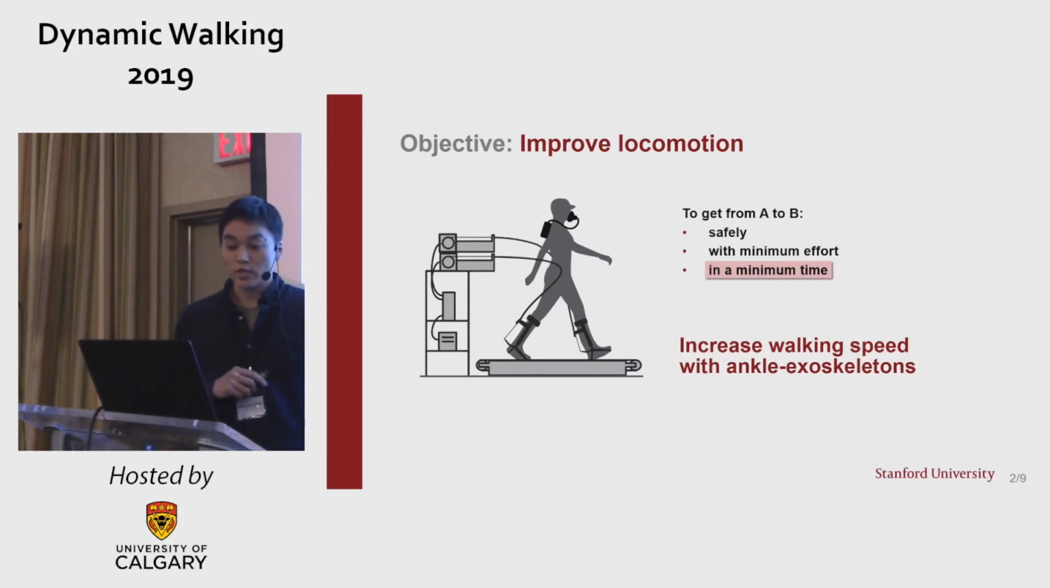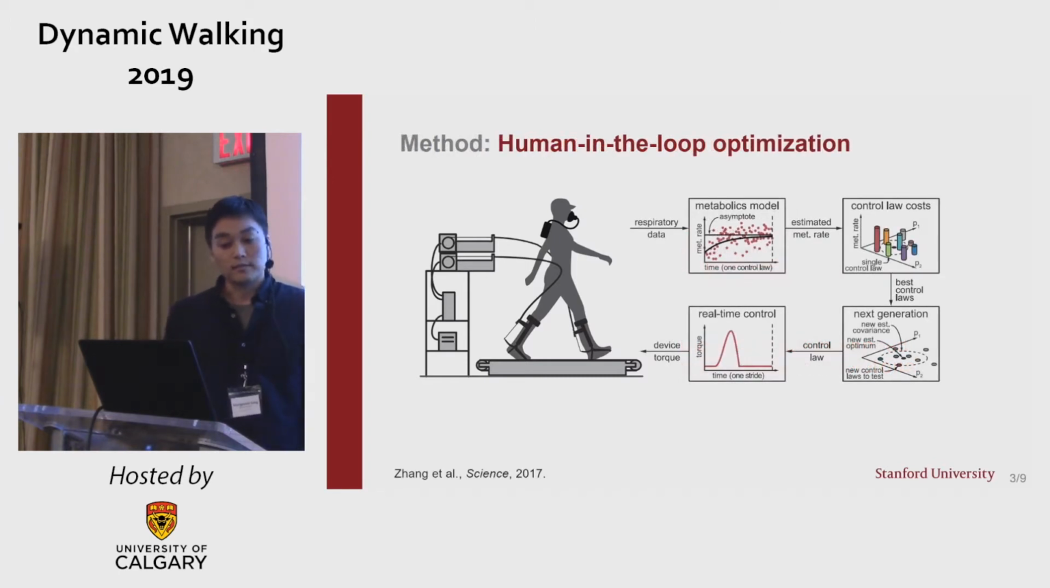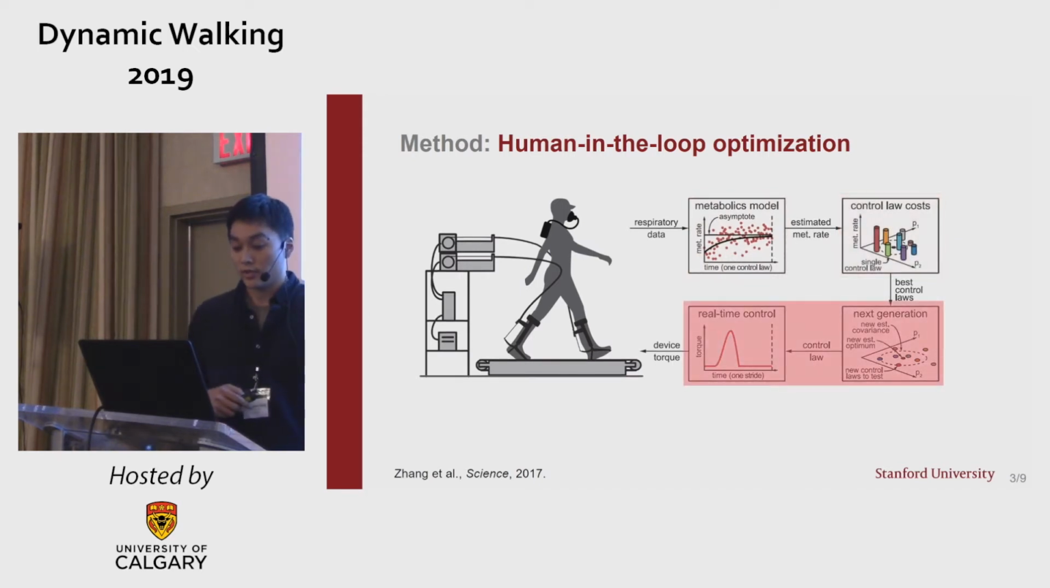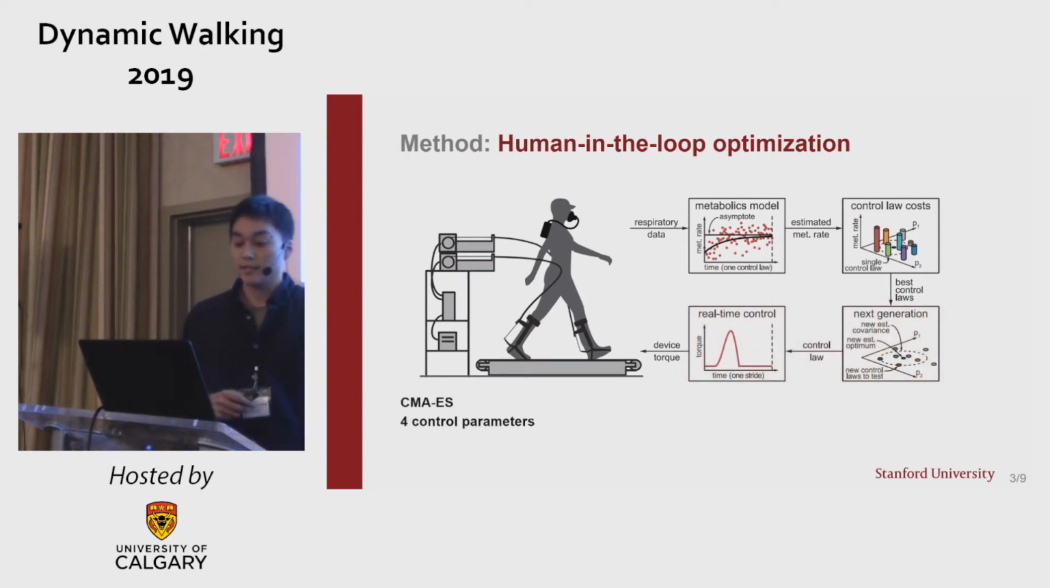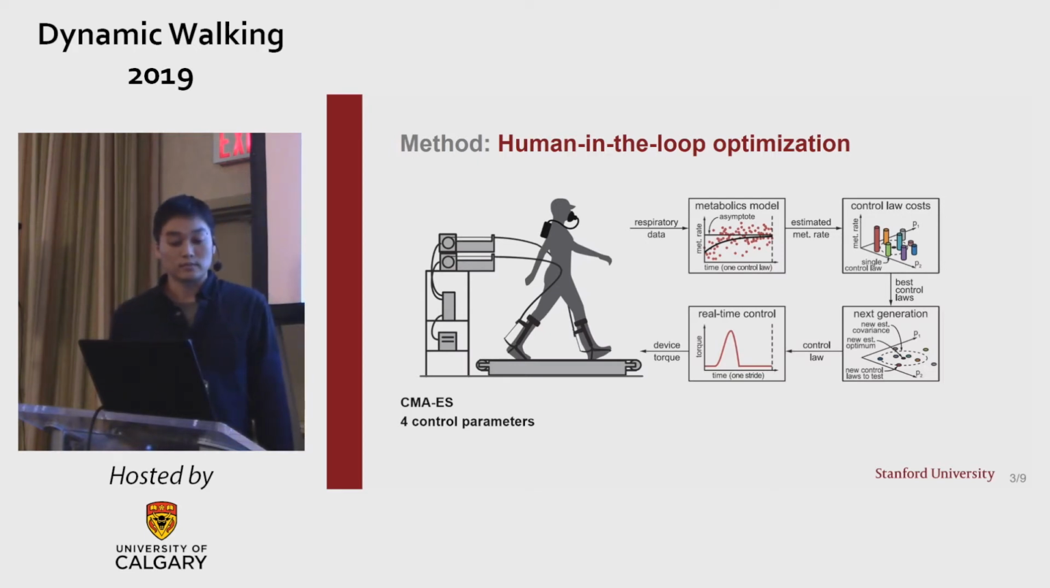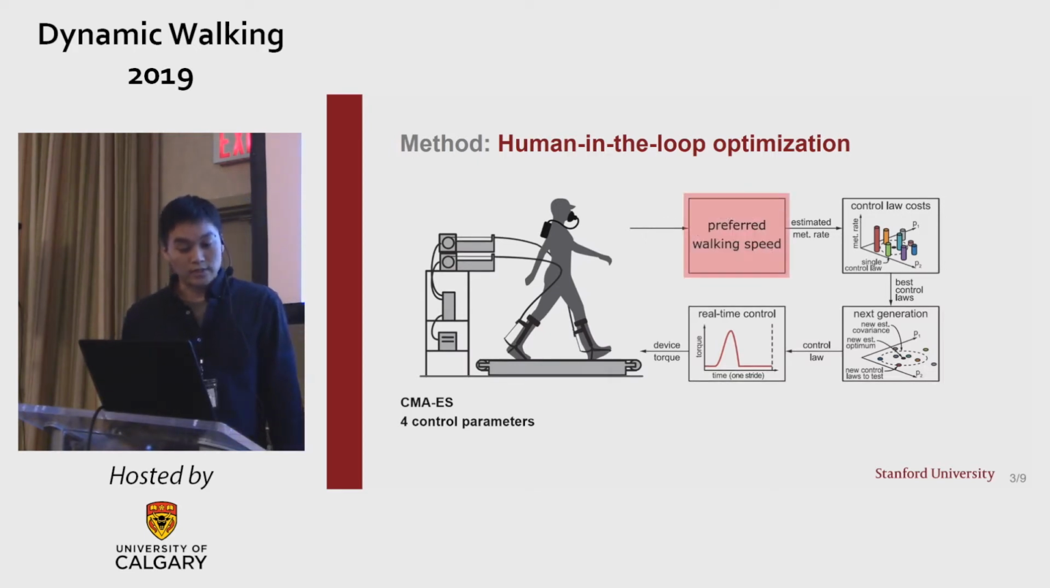To achieve this goal, we use human-in-the-loop optimization, which our lab has been successful with in reducing metabolic energy consumption during walking and running. And to briefly recap, while a participant walks with an exoskeleton controller, the algorithm estimates the performance you want to change, then feeds that information to a numeric optimizer, which produces new controllers to evaluate next. So in this project, we use CMAES as the numeric optimizer to find 4 control parameters for our ankle exoskeleton controllers. And most importantly, we aim to increase preferred walking speed.